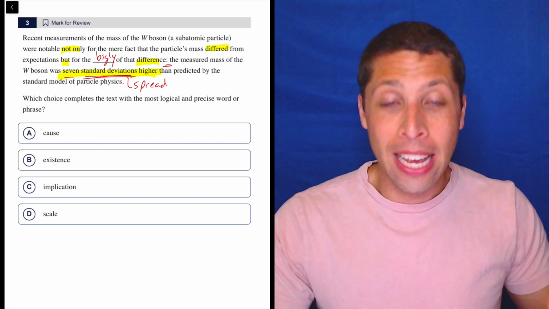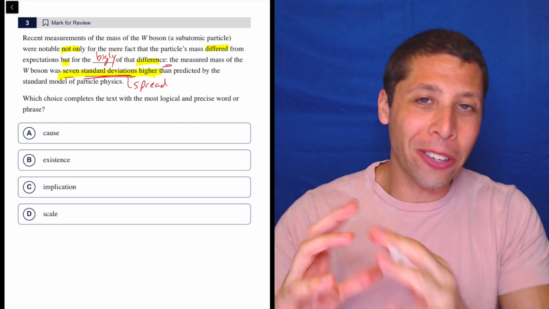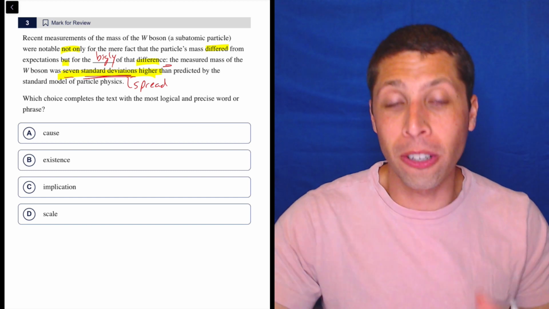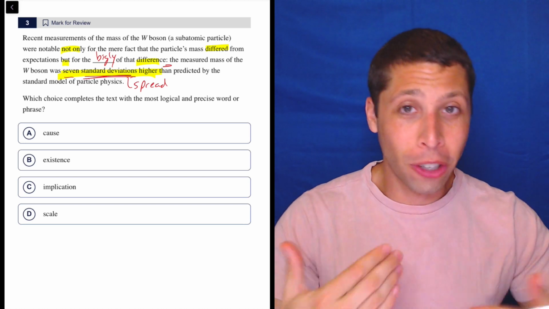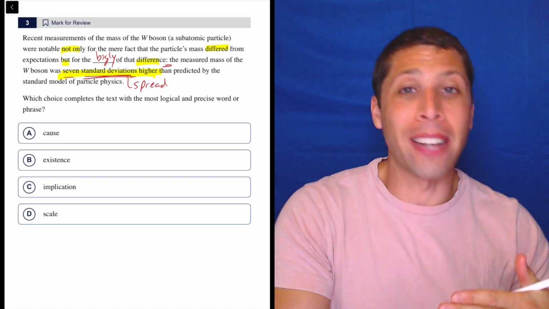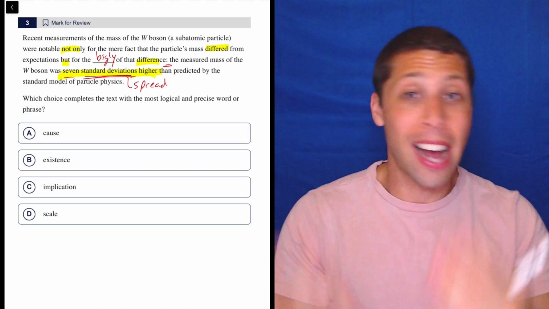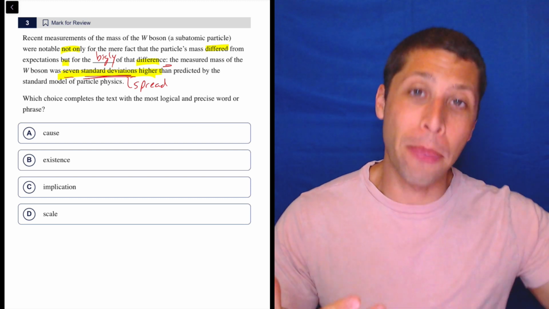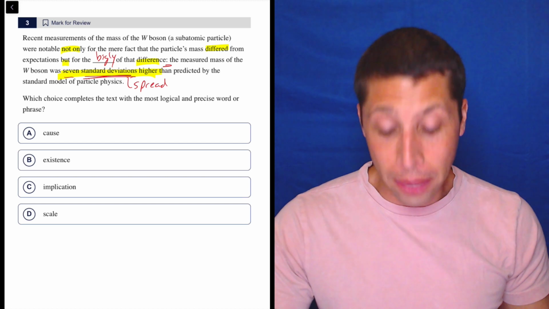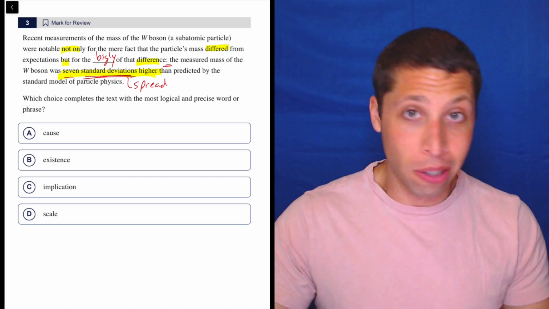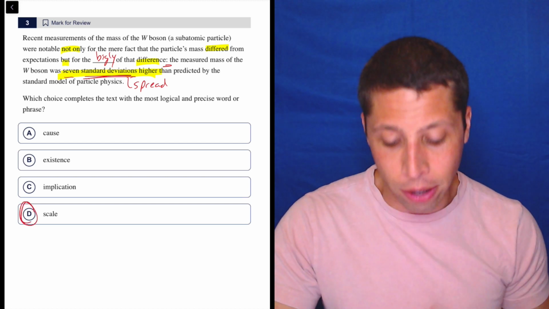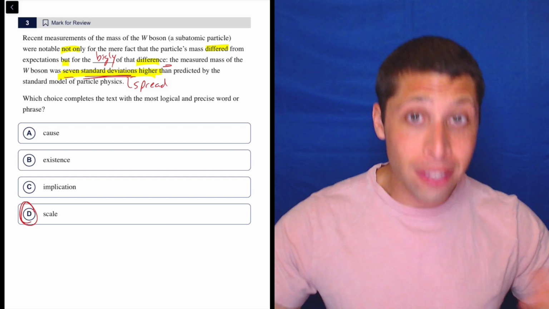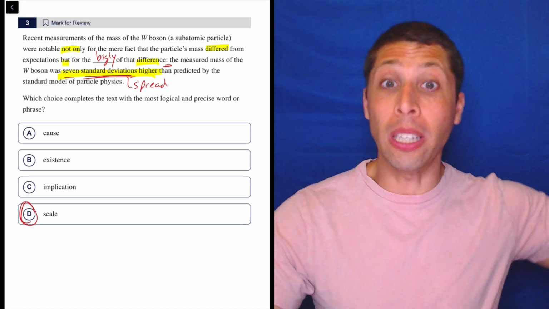It differed bigly. And so that's also another structural thing in English, this idea of the not only, but also. Sometimes we use that structure to amplify something, to say not only is it hot, but it's scalding, it's burning. That's a way to up the ante a bit. So that's really what's happening here. And so hopefully with all these clues, you can feel like the answer is scale, right? It's not only that there was a difference, but that the scale of that difference, 7 standard deviations, was so large, right?